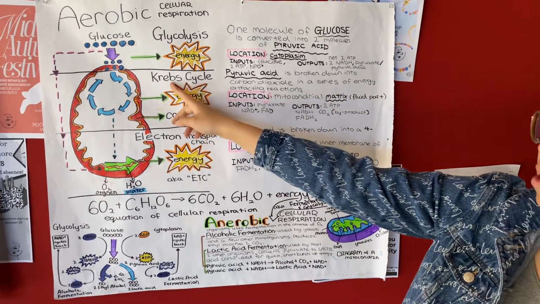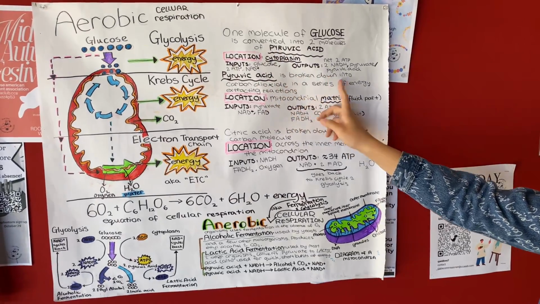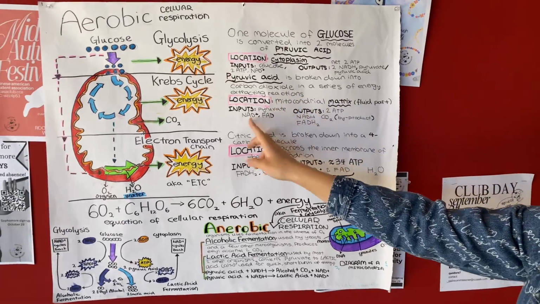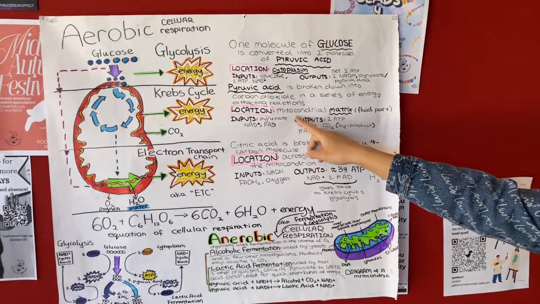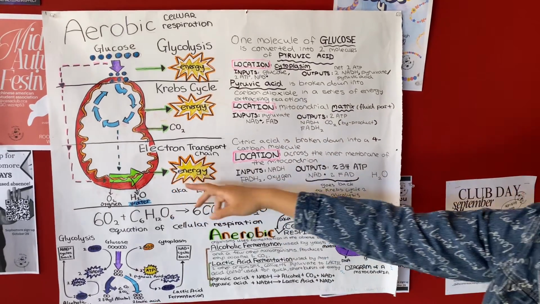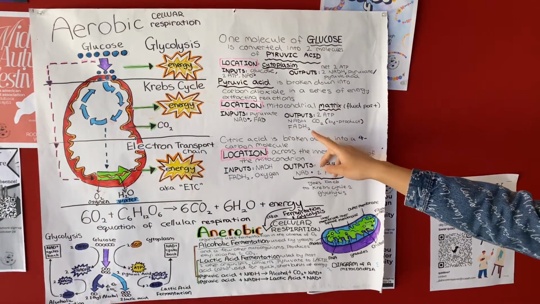In the second step, or the Krebs cycle, pyruvic acid from glycolysis is broken down into carbon dioxide in a series of energy-extracting reactions. Oxygen is needed in this cycle, and it happens in the mitochondria matrix, or the fluid part of the mitochondria. Its outputs are 2 ATP, NADH, carbon dioxide, and FADH2.